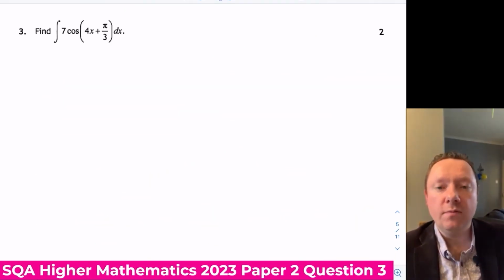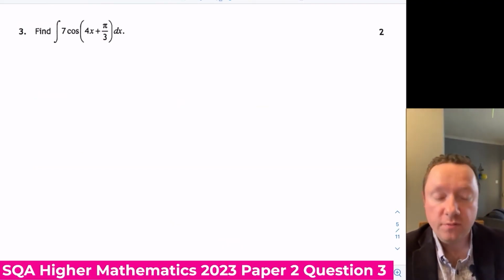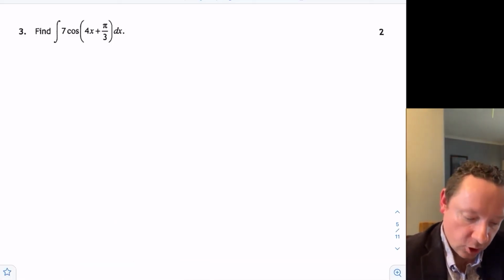SQA Higher Maths 2023 Paper 2, Question 3. Integrate 7 cos of 4x plus pi over 3 dx. So we're going to use the chain rule here because we've got an inner function.